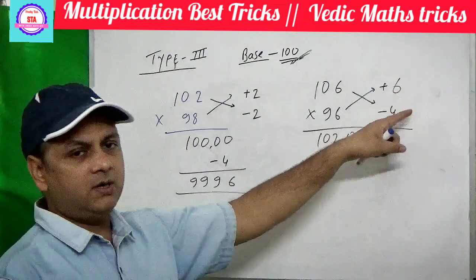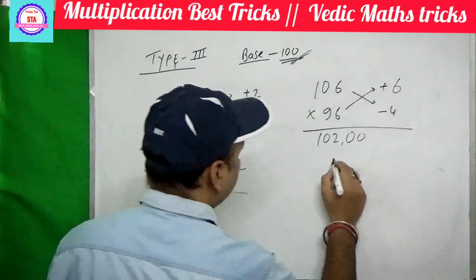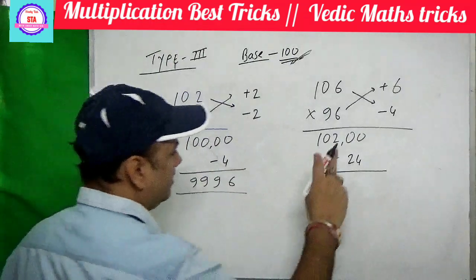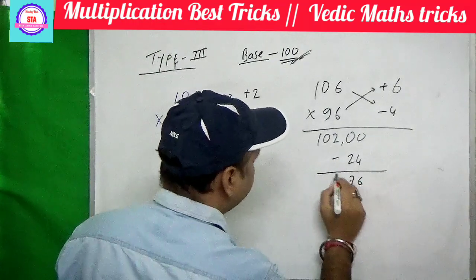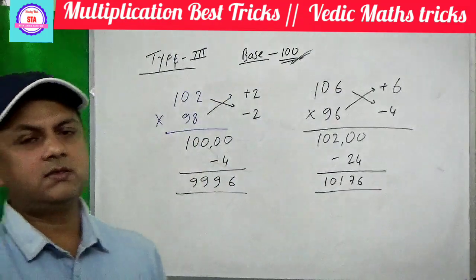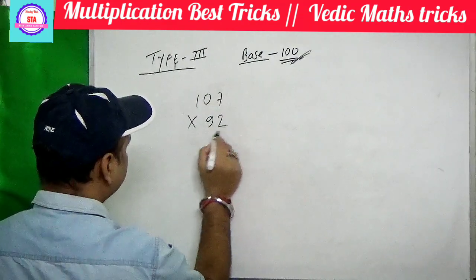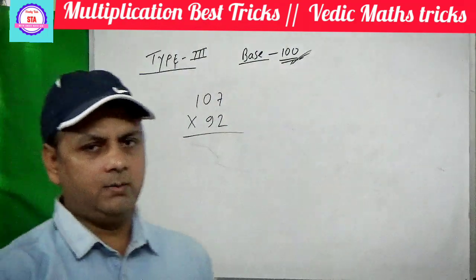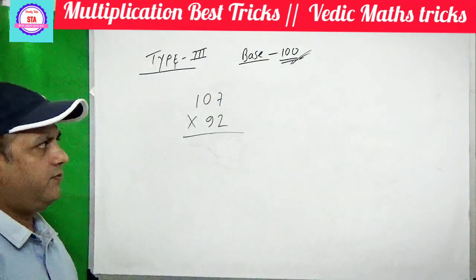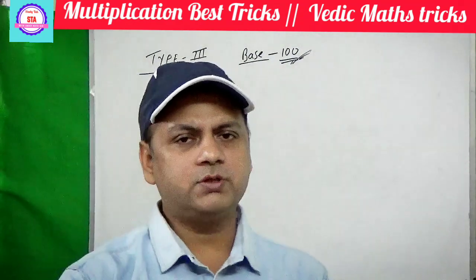Then multiply these numbers, 6 into minus 4, that is minus 24. Write down minus 24. Then subtract it: 10176. This is the required answer. You can take any numbers above 100 and below 100. Okay, this type of trick is applicable only to numbers near about 100.